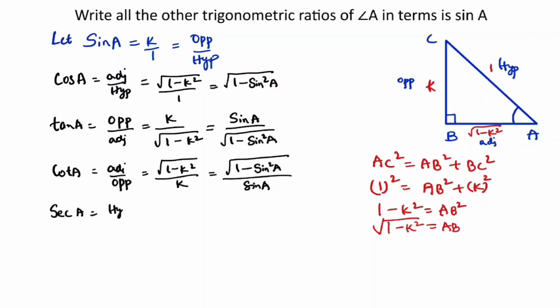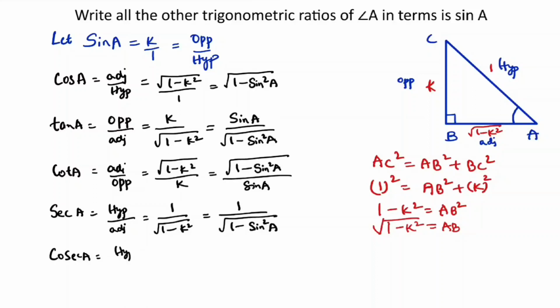Sec A is hypotenuse by adjacent. So hypotenuse is 1, adjacent is under root 1 minus K square. So 1 by under root 1 minus K square, but K is sin A, so 1 minus sin square A. Cosec A, hypotenuse by opposite. Hypotenuse is here 1, opposite is K, so 1 by K, K is sin A. So all the ratios, sin, cos, tan, cot, sec, cosec, all we wrote in terms of sin.